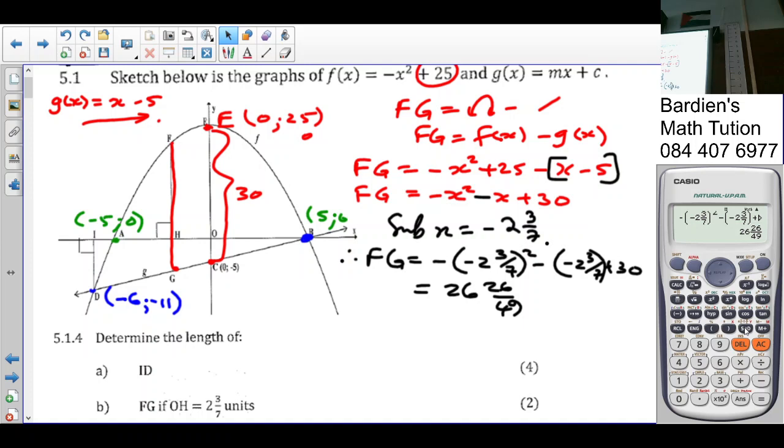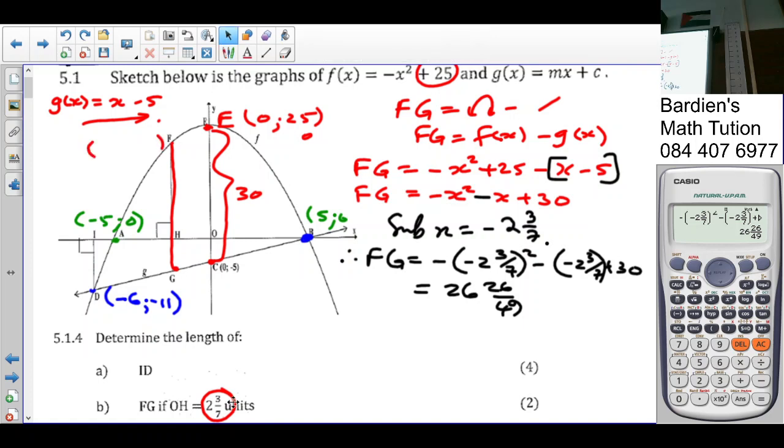Yes? So you couldn't have done, instead of doing it like this, like the previous solution, saying that the x would have been negative 2 and 3 over 7, and then just substitute into the graph. So you want to substitute negative 2 and 3 over 7 into the straight line, into your parabola.